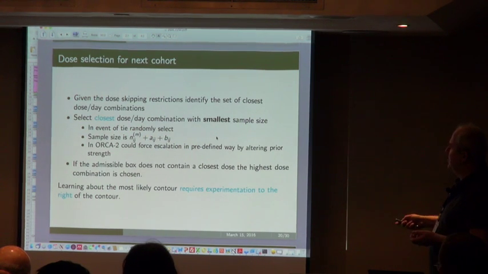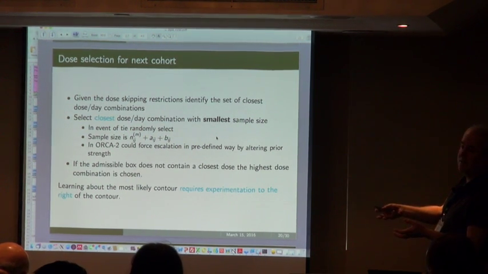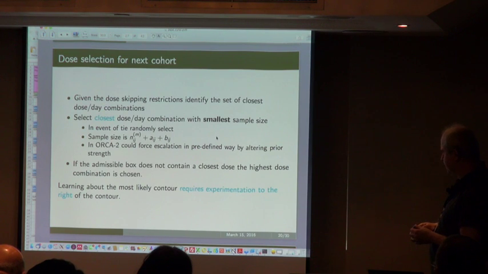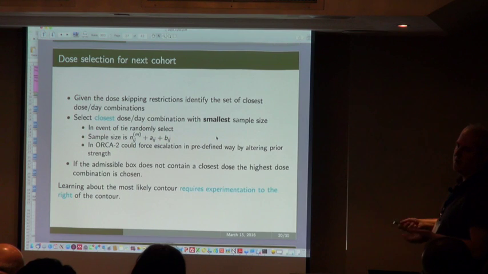Now, sample size here is not just the number of people you have on each dose combination, it is the combination of the prior as well. So that gives a slight preference to dose combinations. But I mean, if you want a higher preference, you just make your prior belief stronger.